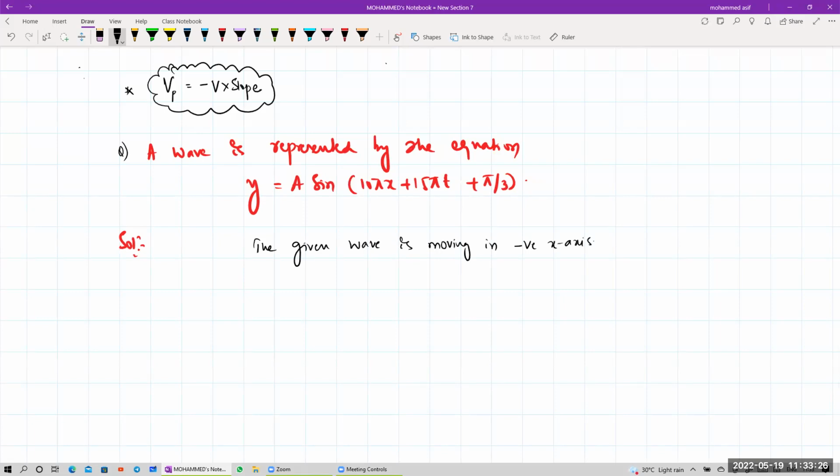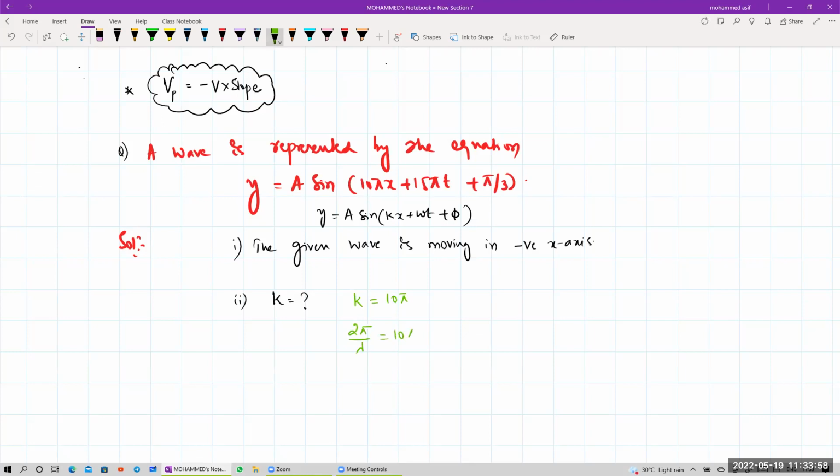Tell me what is the propagation constant for this one. This is the first question. If I ask you what is the value of k? Compare with the standard equation. What is the standard equation, beta? y is equal to A into sine of (k into x plus omega into t plus phi). The k value is 10 pi. So k is equal to 10 pi, and k is also equal to 2 pi by lambda.